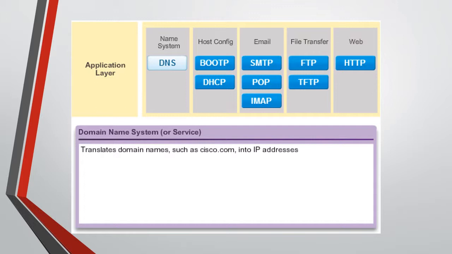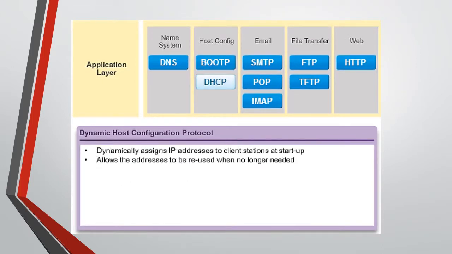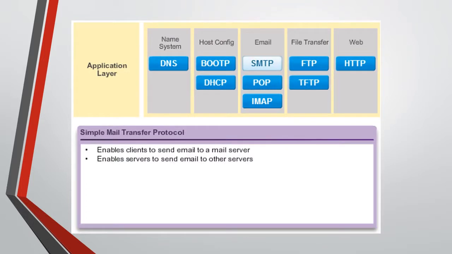TCP/IP application layer protocols. Domain Name System. This protocol resolves Internet names into IP addresses. Bootstrap Protocol. This protocol is a precursor to the DHCP protocol. BOOTP is a network protocol used to obtain IP address information during boot up. Dynamic Host Configuration Protocol. A protocol used to assign an IP address, subnet mask, default gateway, and DNS server addresses to a host.